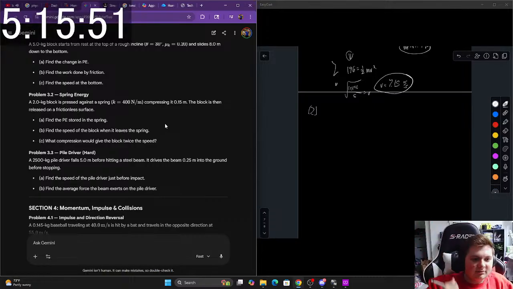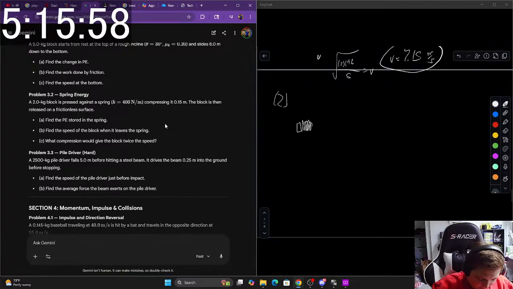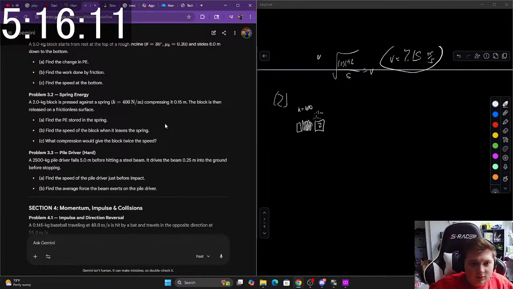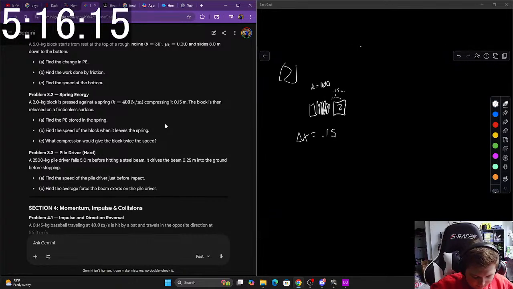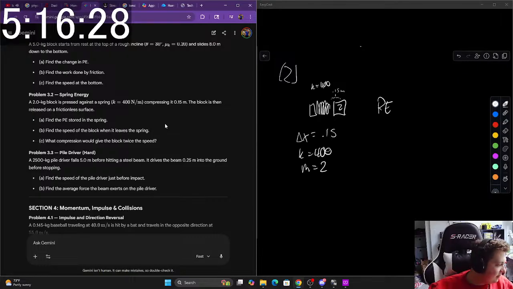Against a spring, a compressed block is then released on a frictionless surface. Okay. So the PE of a spring, or U spring, is 1/2 kx squared, right? Yep.